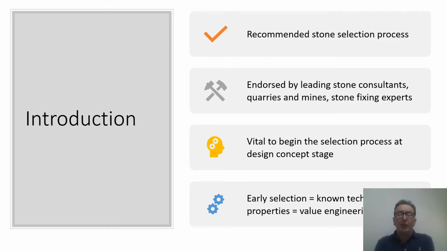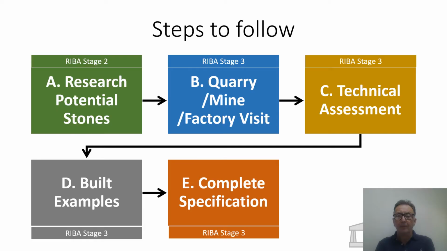It's important to begin the selection process at that design concept stage. Early selection should provide the means by which you will get a successful natural stone selection for your project. We would consider that the stone selection process can be broken down into 5 key stages, as have been identified in the slide in front of you.